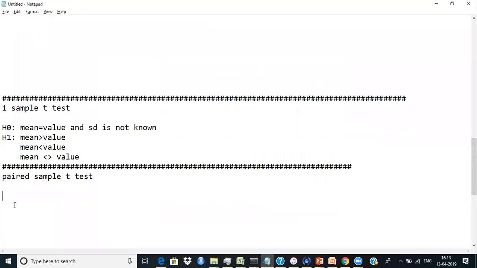Paired sample t-test, the null hypothesis will look something like this. Mean of sample 1 is equal to mean of sample 2. This is how the null hypothesis will look. The alternate can again be of three types, right? The alternate can be mean of sample 1 greater than mean of sample 2.